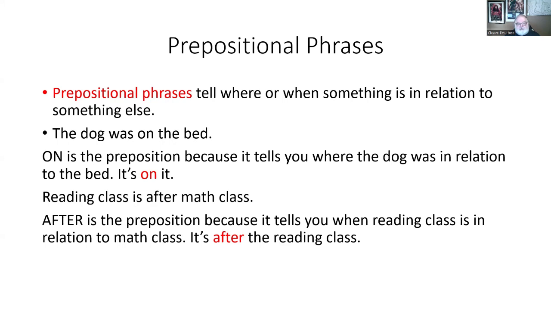But you have this sentence, the dog was on the bed. The preposition is on, because on is the word telling you where the dog is in relation to the bed. It's telling you where the subject, the dog, is in relation to the bed. It's on the bed. So on is the preposition. It works the same way if the dog is under the bed, the dog is over the bed, jumped over the bed, the dog is beside the bed.